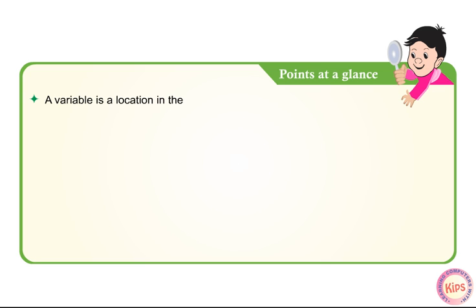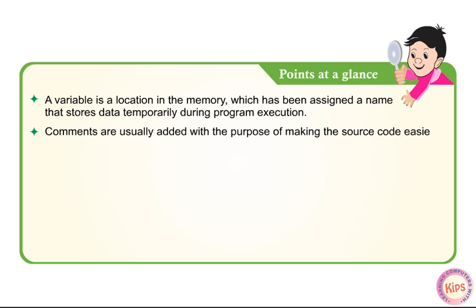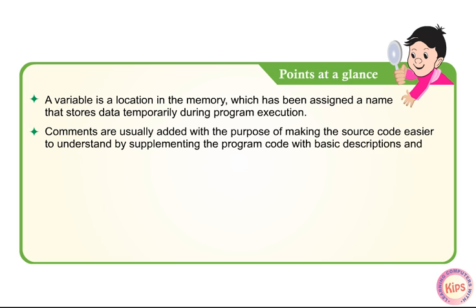A variable is a location in the memory which has been assigned a name that stores data temporarily during program execution. Comments are usually added with the purpose of making the source code easier to understand by supplementing the program code with basic descriptions and generating external documentation.